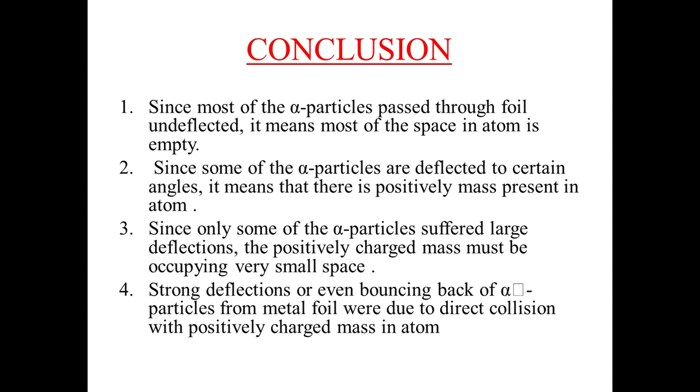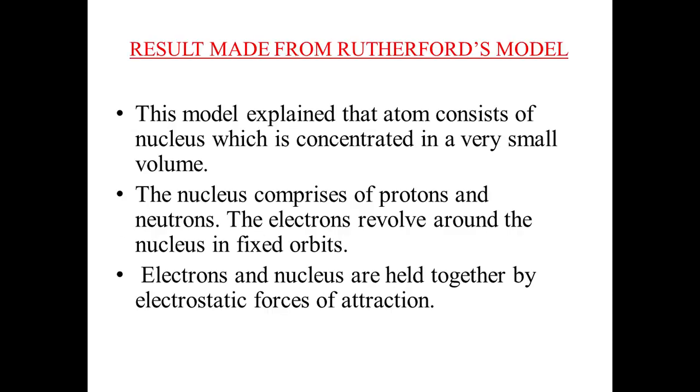So the sum of all these four conclusions is that Rutherford discovered the atomic nucleus. So the discovery of the nucleus goes to Rutherford. Which one? The atomic nucleus, not the cellular nucleus. The discovery of the cellular nucleus goes to Robert Brown, not Rutherford. The atomic nucleus is discovered by Rutherford.